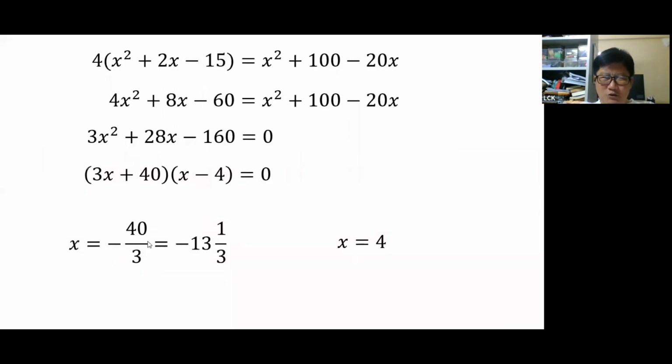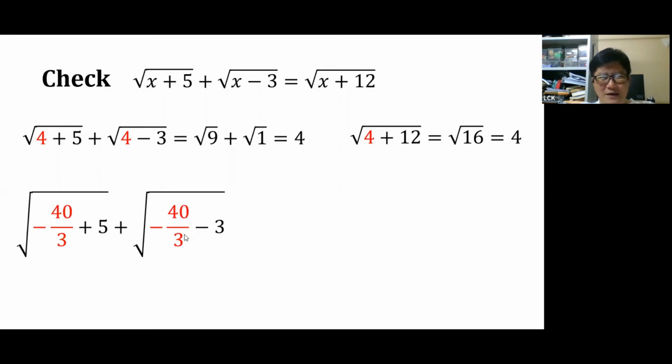Now you have another solution, x equals to minus 40 over 3. When you bring that in, you see that it doesn't make sense, because minus 40 over 3 plus 5 is a negative number. You cannot square root a negative number. Again, you are trying to square root a negative number here. It doesn't check out. So your only solution is x equals to 4.